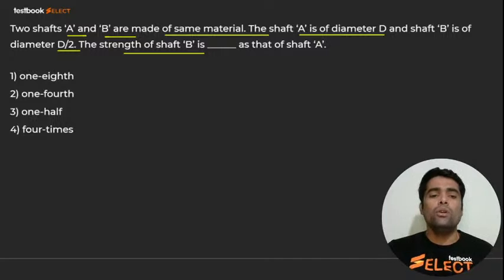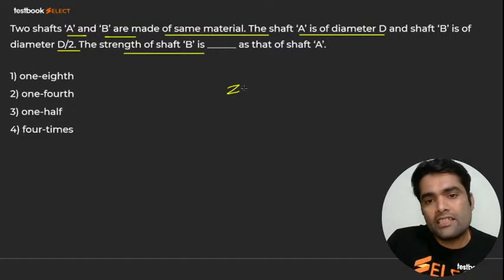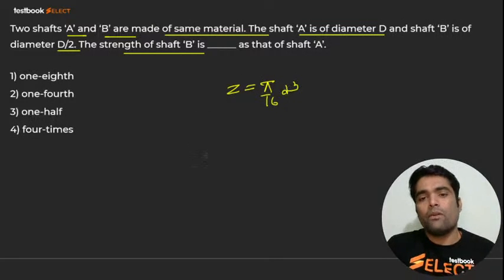Pi by 32 into d cube. What beta? Pi by 32 into d cube, right? Sorry, pi by 16. That pi by 32 will be what? Torsional sectional modulus. That is what Z से बताते हैं ना हम लोग. And it should be what, my dear? Pi by 16 into d cube. Okay.